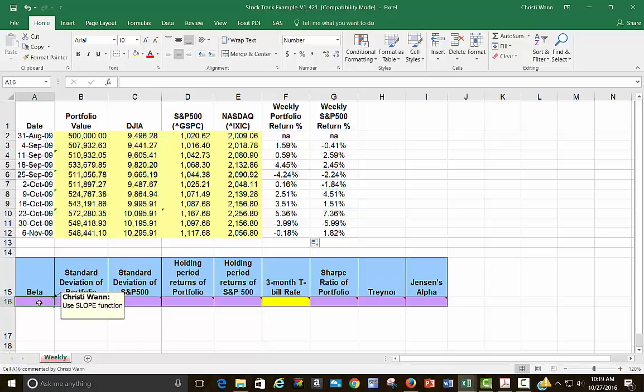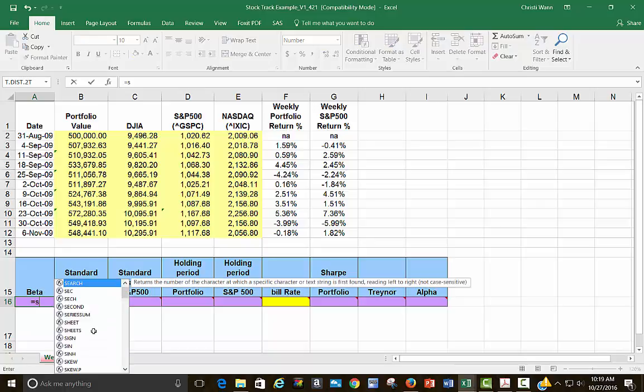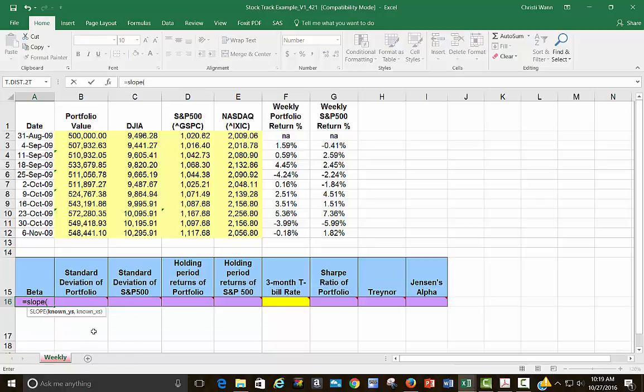So right here I use the slope function. Remember, when we're trying to figure out the beta, we're doing a regression, and so the S&P 500 is the X values, the portfolio returns are the Y values. So for beta, I'll type equals slope and open parentheses, and then you can see that it asks for the known Y's. The Y's are the portfolio returns, and then I'll hit comma, and I need the known X's, and I'll highlight this. So I get my beta.